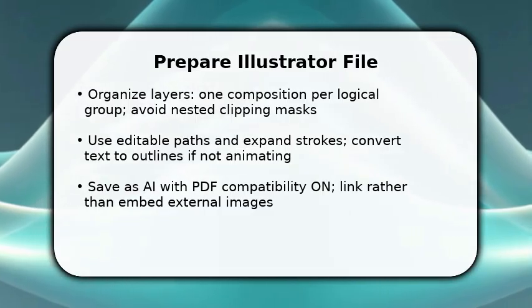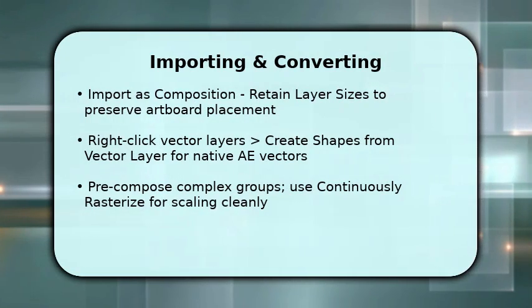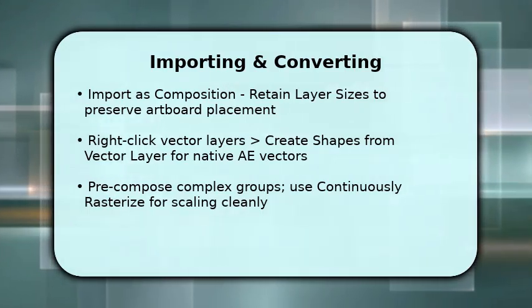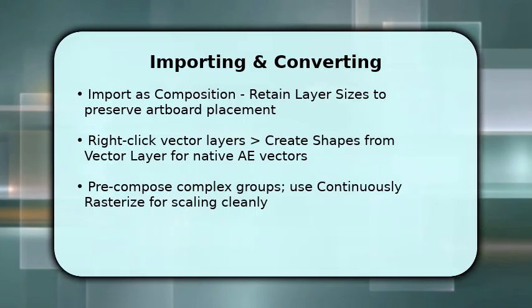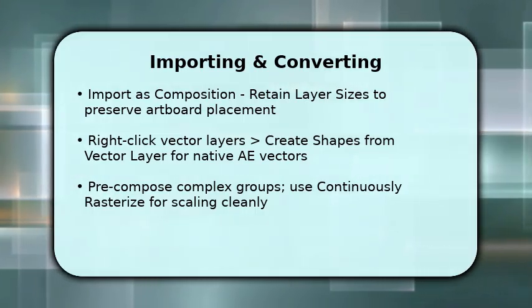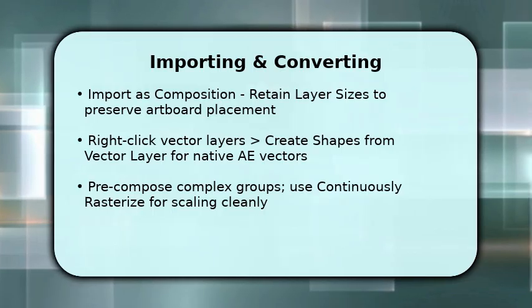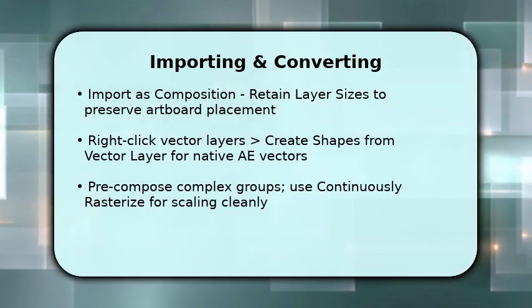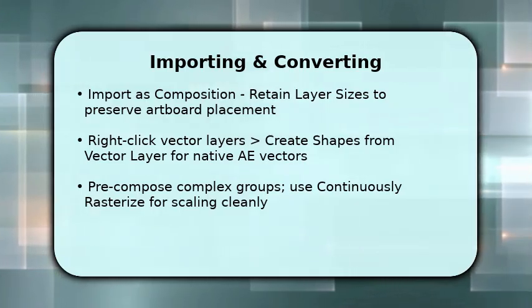Now you import and convert vectors so After Effects can animate them smoothly. Choose Import File, pick Composition, and retain layer sizes. This keeps artwork positioned as an Illustrator. For precise path animation, convert Illustrator layers to native shape layers by choosing Create Shapes from Vector Layer. This unlocks strokes, fills, and trim paths.